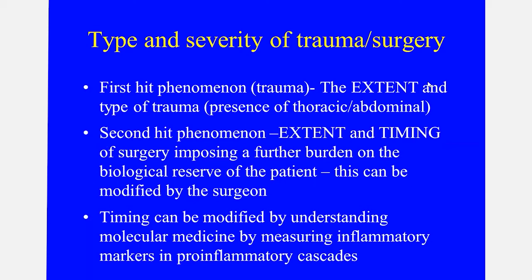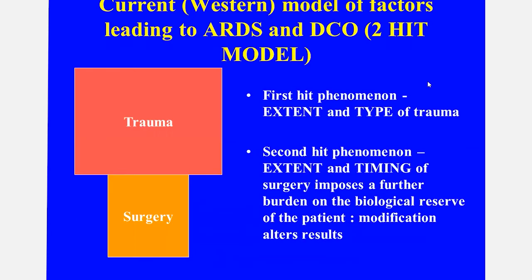While the first hit cannot be controlled, the second hit is in his hands, and he can use it to modify the outcome of the surgery. And this is the basis. If you look at the current Western model of DCO, there's trauma and then there's surgery: the first hit, which is out of our control, and the second hit, which we can control, and therefore we can time it in such a way that the patient does not end up dying.